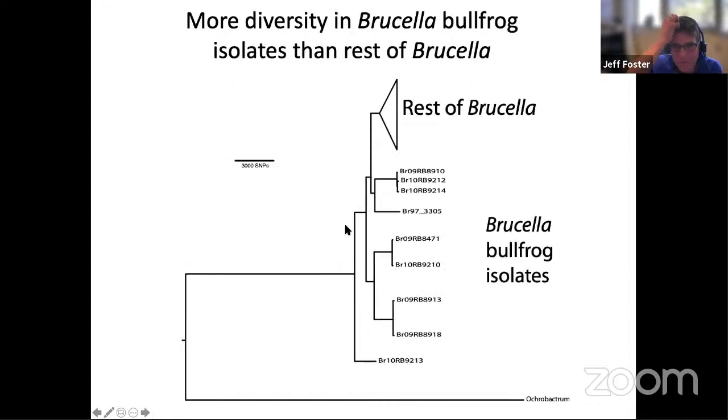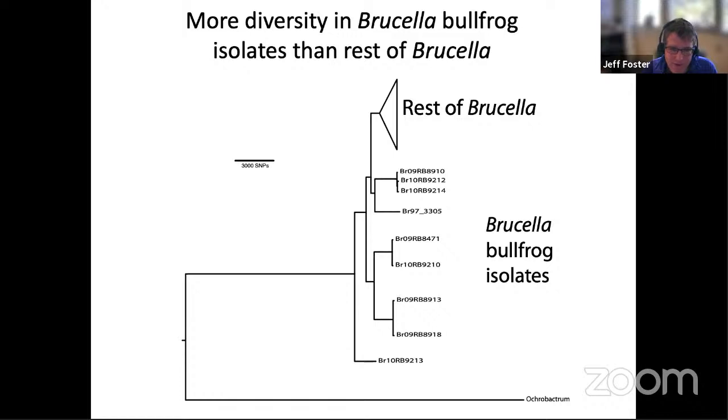And so kind of more of this. And so this was even more recent. And so this was the rest of Brucella, including those wacky groups that we saw previously. And so this was 10 isolates from bullfrogs that were imported from Africa into Germany. And so this was a series of 10 isolates of Brucella from bullfrogs from a single pond.